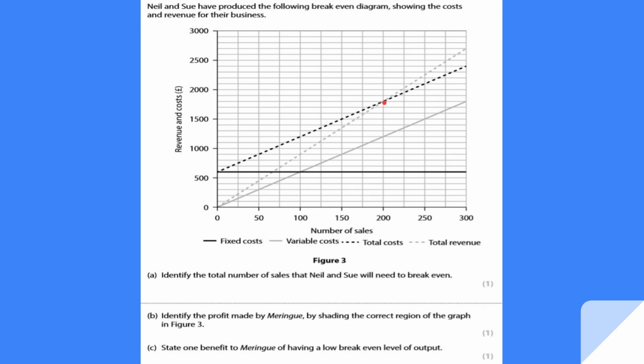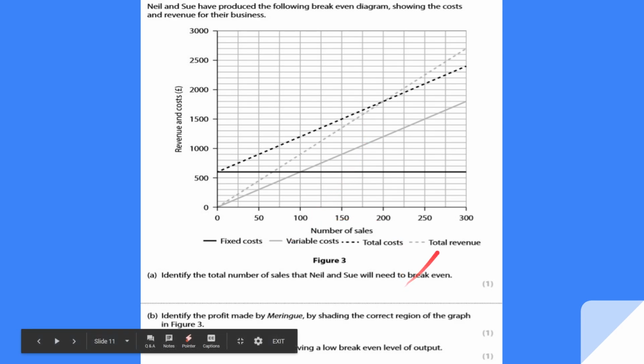Identify the profit made by Meringue by shading the correct region of the graph. So identify the profit. Now, we can see that this area here is going to be our profit area. So all you've got to do is shade the area where total revenue is greater than total cost, and that's this bit here. This is the area of loss. Total cost is greater than total revenue here. So hopefully that makes sense there.